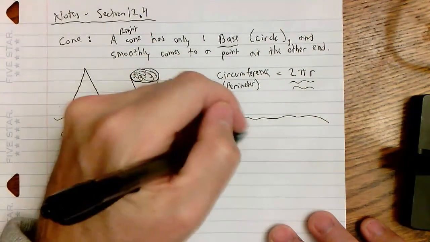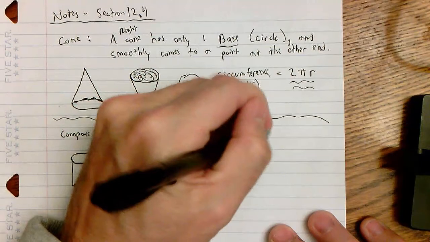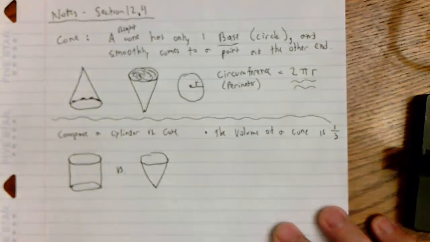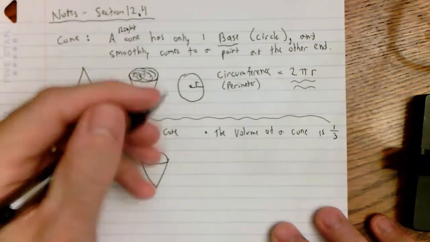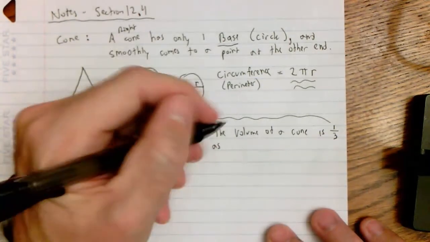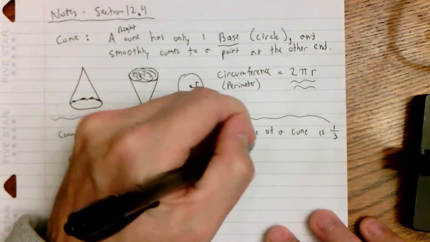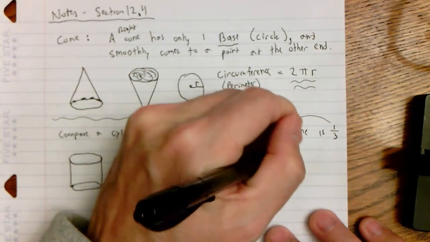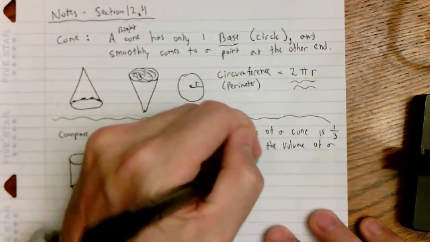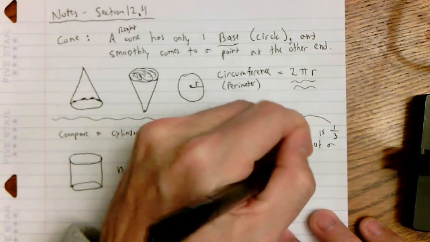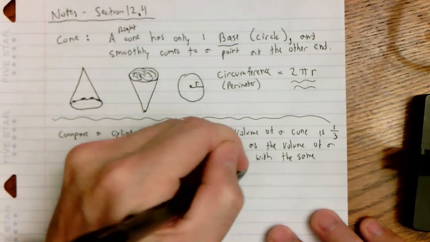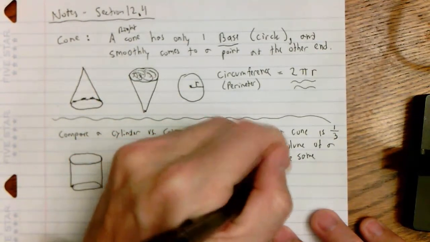The volume of a cone is 1/3 as big as the volume of a cylinder with the same base and height.